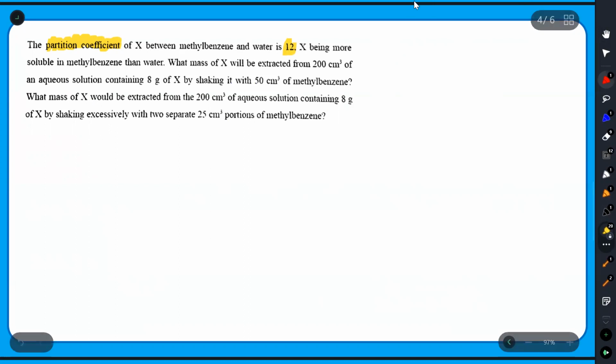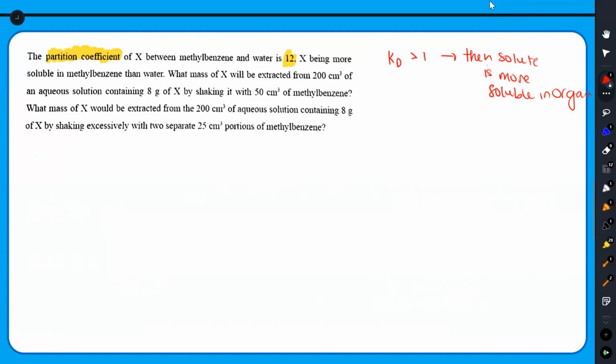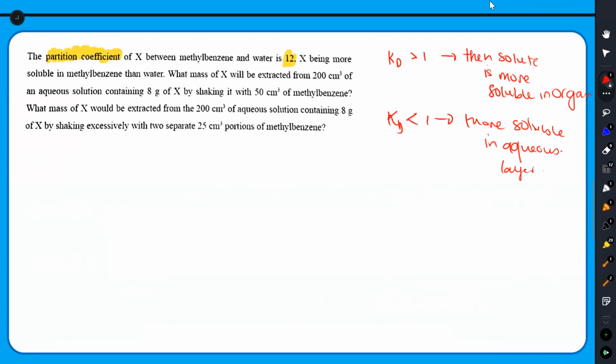So I should have told you this earlier, but if the partition coefficient Kd is greater than 1, then your solute is more soluble in the organic solvent. But if Kd is less than 1, then the solute is more soluble in the water or aqueous layer, but less soluble in the organic solvent layer. It means the same thing though, so it doesn't really matter. So yeah, if Kd is less than 1, that means it's more soluble in water, or it's less soluble in the organic solvent layer, same thing.